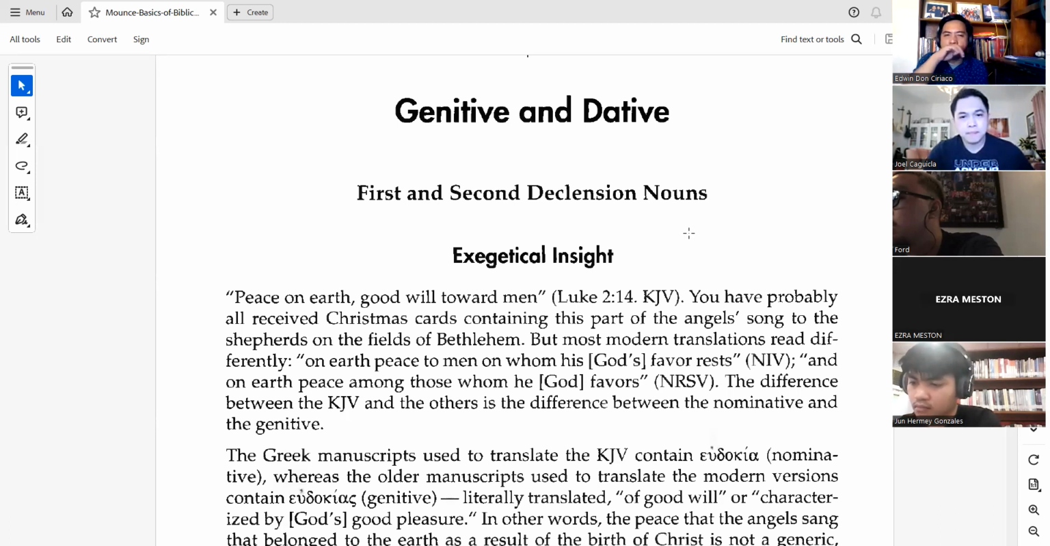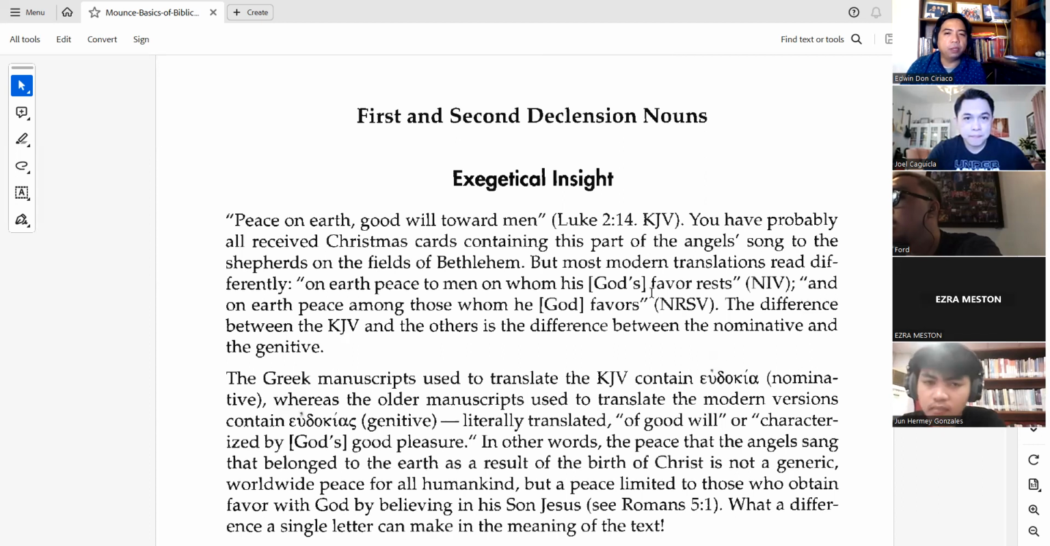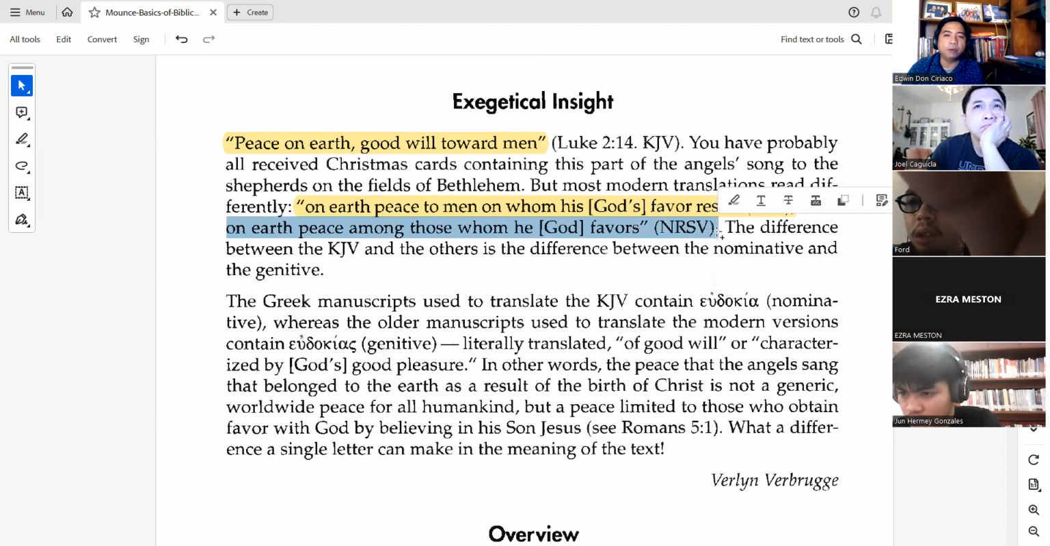Okay, we need to skip this. The point here in this paragraph is the use of the King James. You see, here it's "peace on earth, goodwill towards men." But the NIV takes note of "on earth peace to men." That will be dative because of the use of "to." And "to whom his favor," so this is genitive. And then the other one, NRSV: "on earth, peace among those whom he favors."